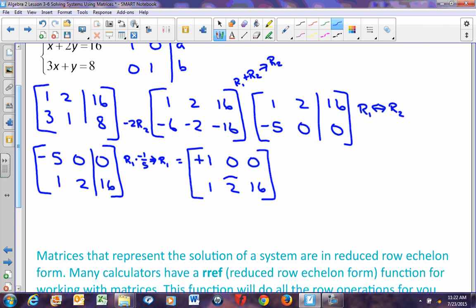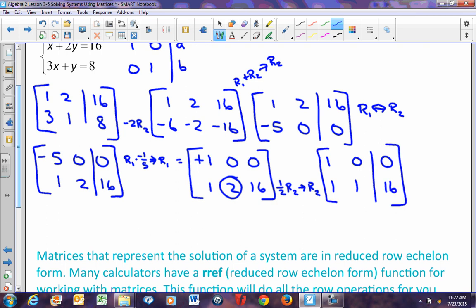So all I need to do is get this 2 to be a 0, or excuse me, to be a 1. So I'm going to take row 2, and I'm going to divide it by 2. So 1/2 row 2 to give me a new row 2. So row 1 is 1, 0, 0. Row 2 is 1. Okay. Now it's 1, 1, 16. So I'm getting closer. All I need to do now is have this become a 0. Okay. So I have 1, 0, 0, 1, 1, 16.